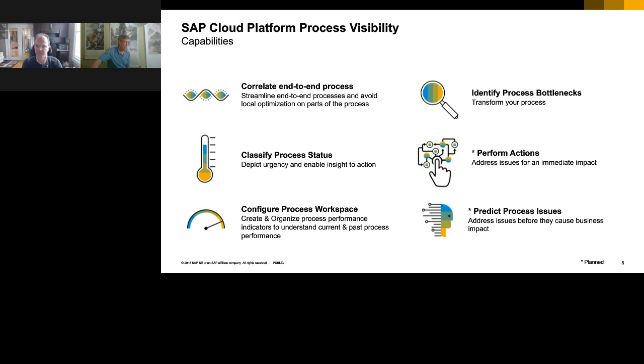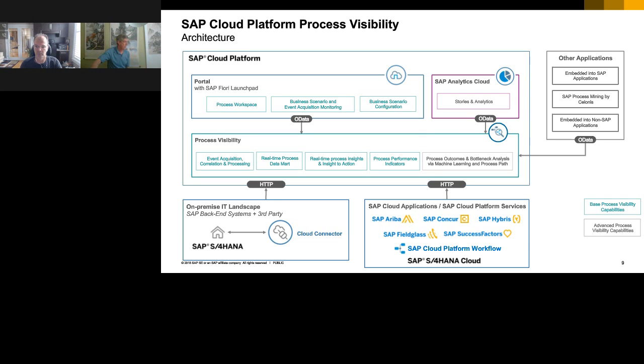Yep. Okay. So the next I want to basically talk about the architecture. So the first thing we can see is the process visibility is a capability or a service that's running on SAP Cloud Platform. And as we were just talking about, we can interface with different systems. So on the on-premise side, in the case of S4 or ECC, you would use the Cloud Connector. And for the cloud applications, which are pictured here, they're going to use the HTTP protocol to deliver the process events.